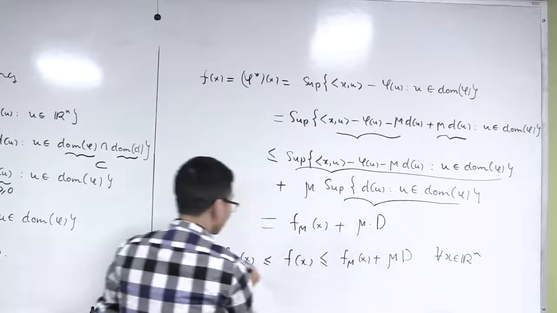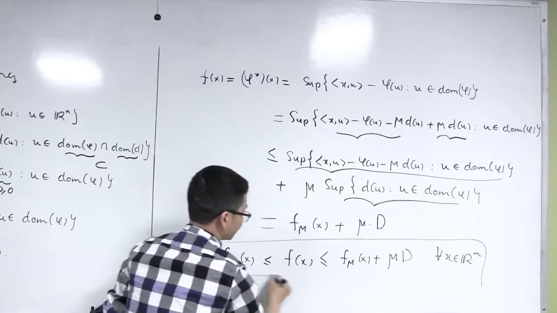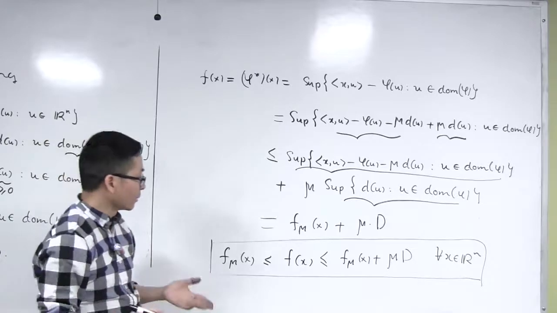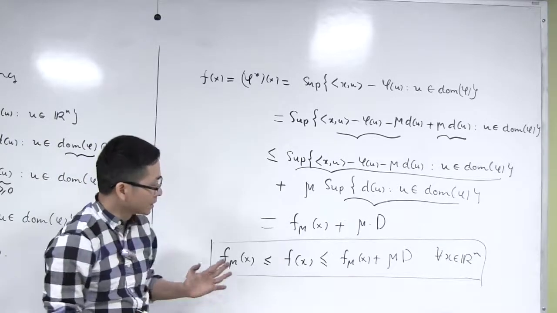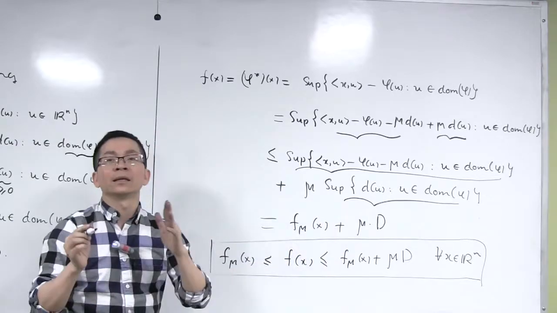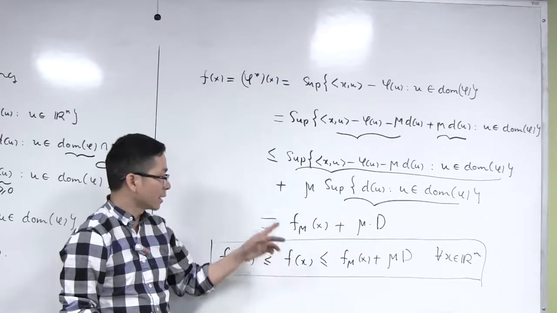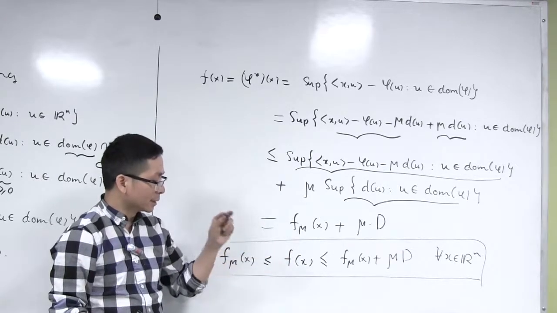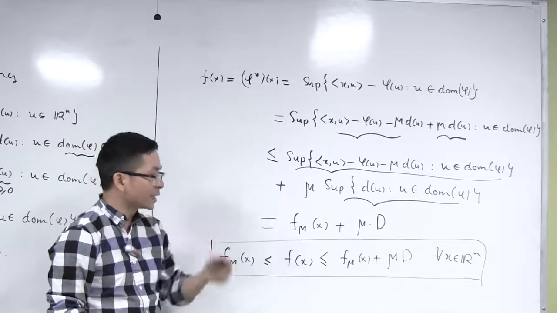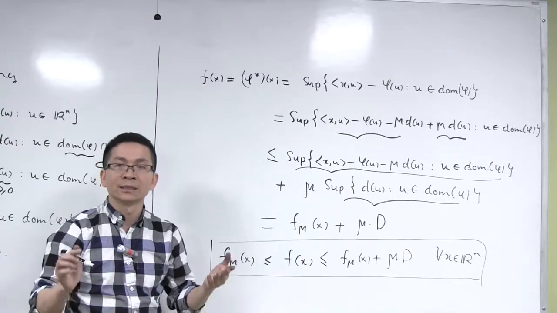So this is a very important approximation, and this approximation guarantees that f mu is a good approximation of the original function f, and f mu is a C^1,1 function, which is very favorable for applying numerical optimization techniques.